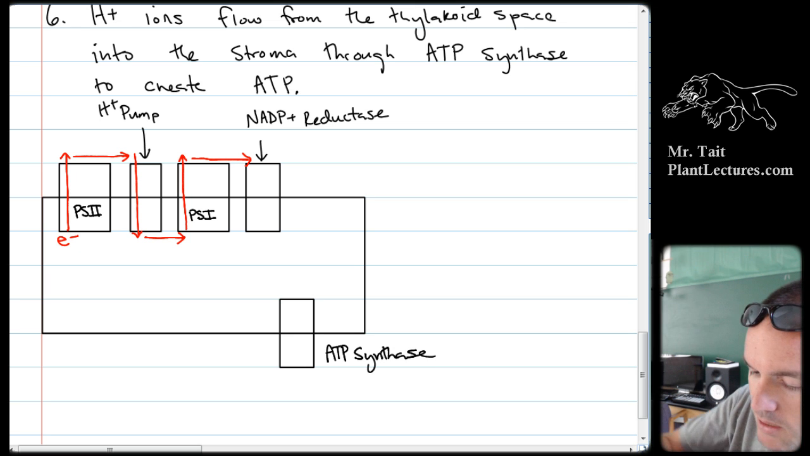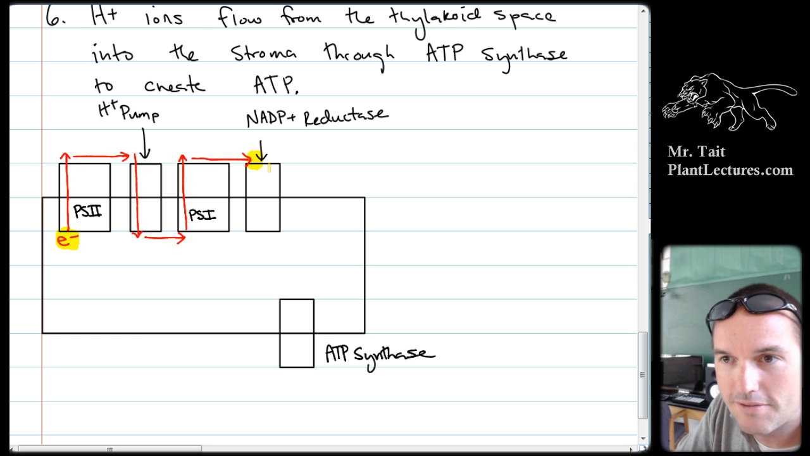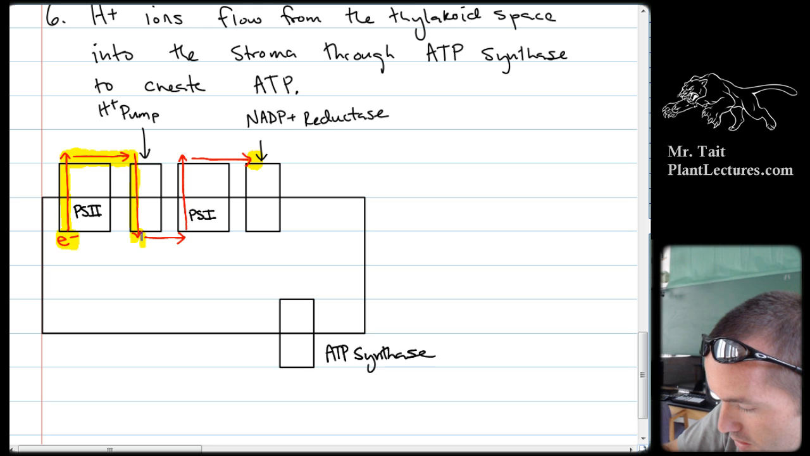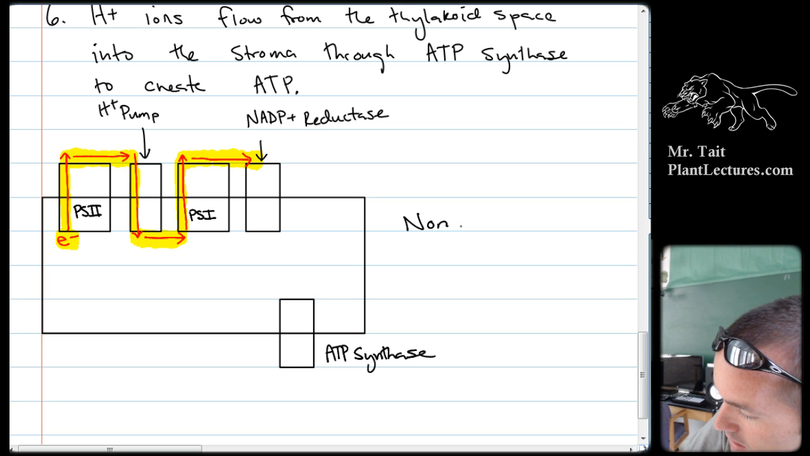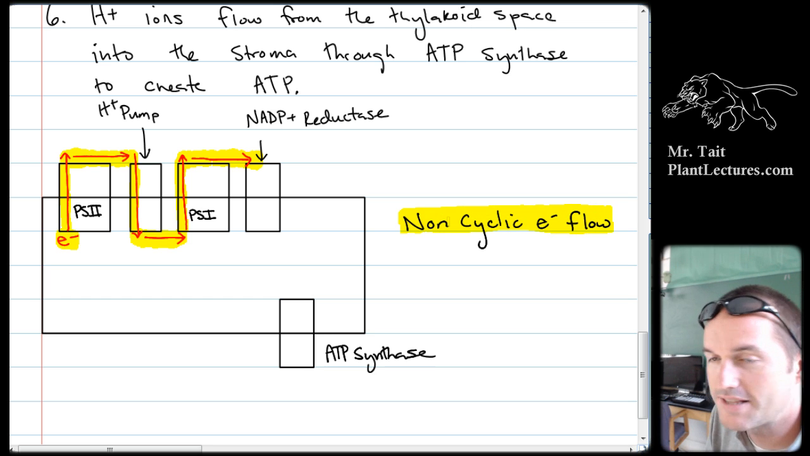Okay. So in this, I think we can all agree that this has a beginning. This is the beginning, right? And it has an end. This is the end, right? So it's just a path that it's going on. We'd say this is going to travel along this path like this, down here, up here. The way that we would describe this is called non-cyclic electron flow. Does everybody see that non-cyclic electron flow is not a cycle? It's non-cyclic, right?